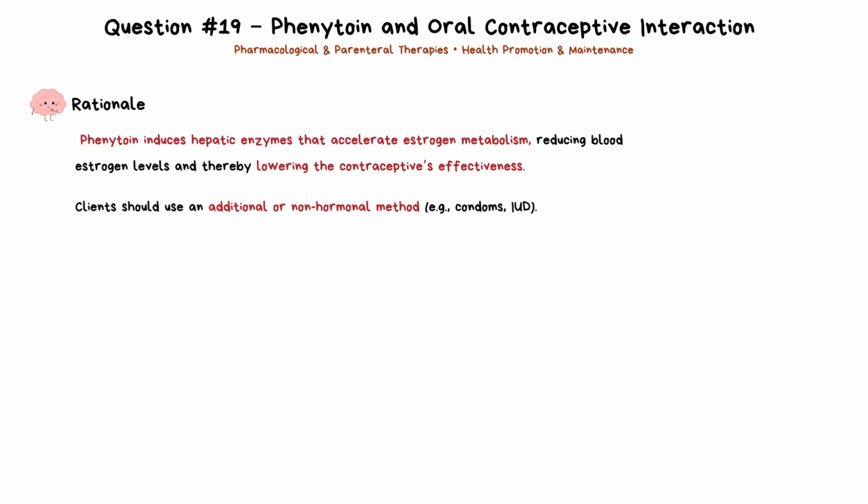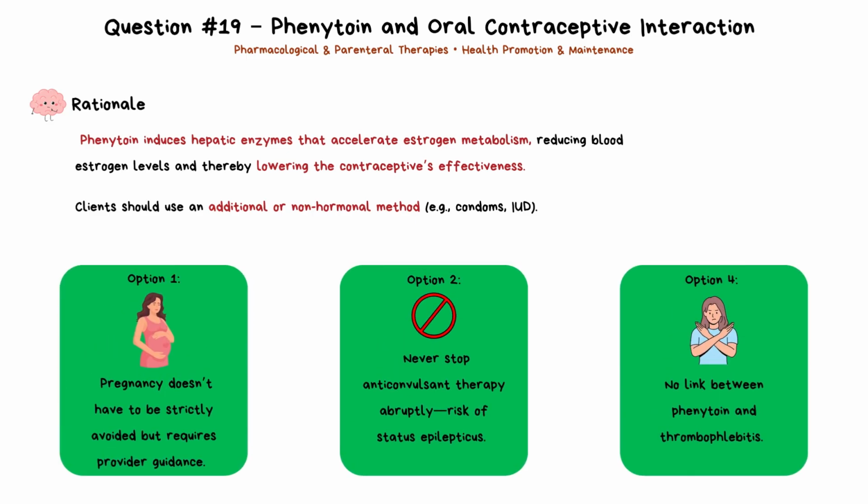Clients should be advised to use an additional or non-hormonal birth control method, such as condoms or an IUD. Pregnancy doesn't have to be completely avoided, but any planning should involve the provider. Stopping Phenytoin abruptly can trigger status epilepticus, and there's no connection between Phenytoin and thrombophlebitis.